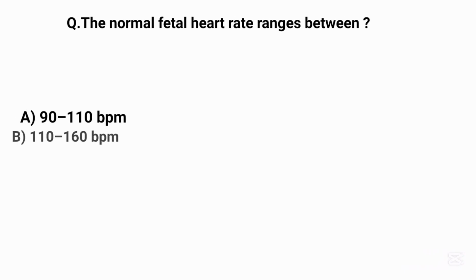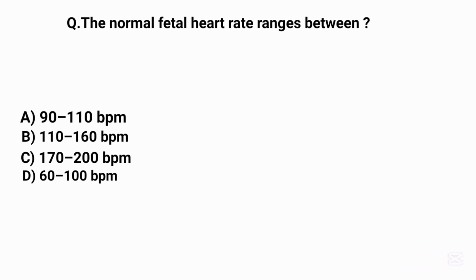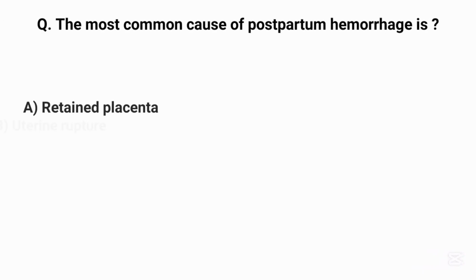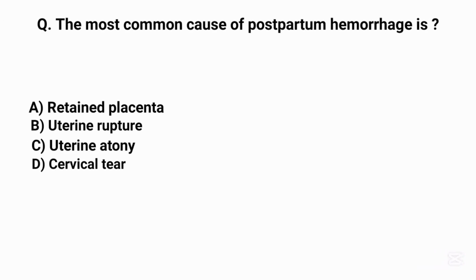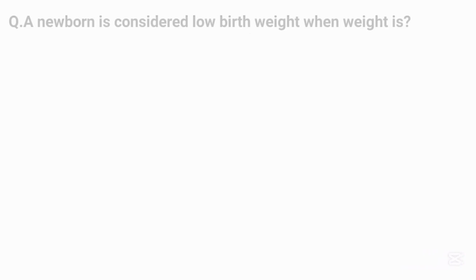The normal fetal heart rate range is between. Correct answer is option B, 110 to 160. The most common cause of postpartum hemorrhage is. Correct answer is option C, uterine atony.